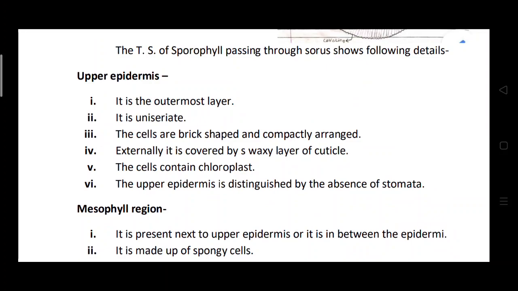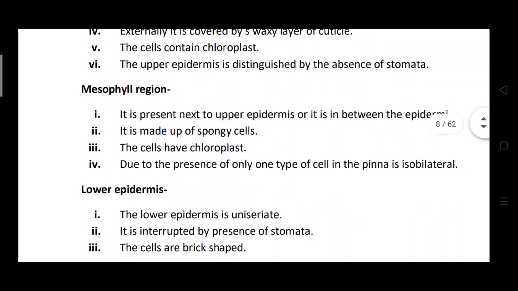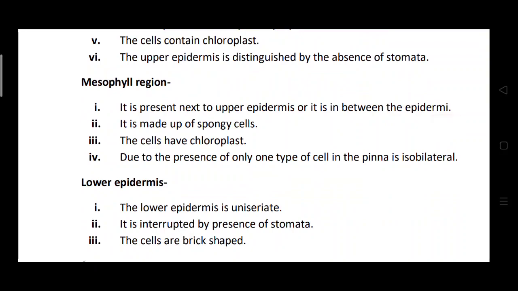अपर एपिडर्मिस आउटर मोस्ट लेयर रहता है, वो सिंगल लेयर से बना होता है. जो सेल्स है उसके अंदर वो ब्रिक्स शेप्ड रहते हैं और कॉम्पैक्टली अरेंज रहते हैं. जो एक्सटर्नली एपिडर्मिस के ऊपर क्यूटिकल रहता है, और जो भी एपिडर्मिस के सेल्स है उसमें क्लोरोप्लास्ट प्रेजेंट रहता है. जो स्टोमाटाज है, वो अपर एपिडर्मिस में absent रहते हैं. देन नेक्स्ट रीजन रहता है मेसोफिल रीजन.